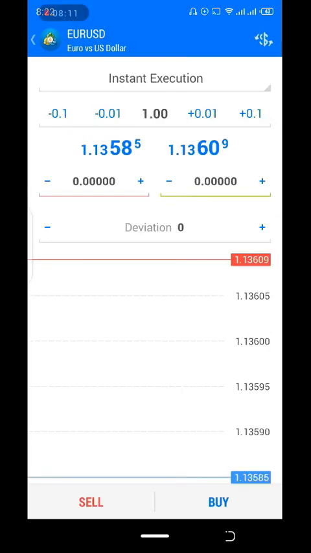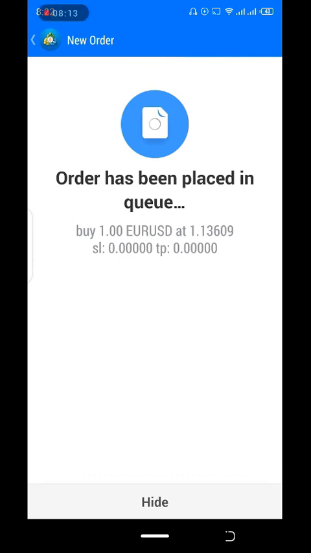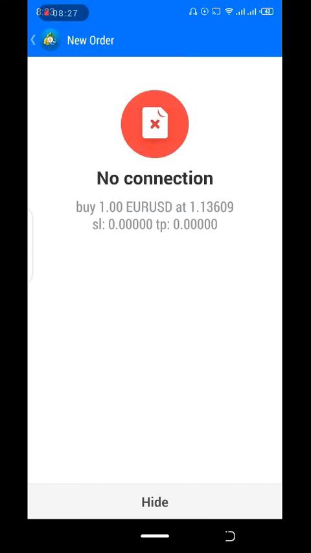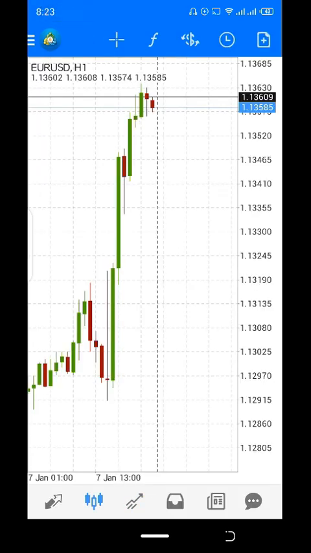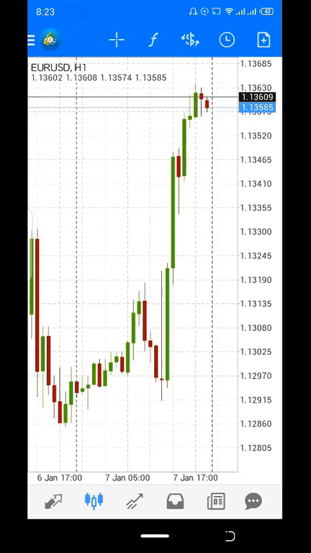Let me show you. I'm just gonna hit buy now. Let's wait and see. You see, the order has been placed in queue, buy at a lot size of 1.00. You see, there's no connection because the market is closed. Stop loss 0.00, take profit 0.00. I didn't put any value there, and that's how it looks.